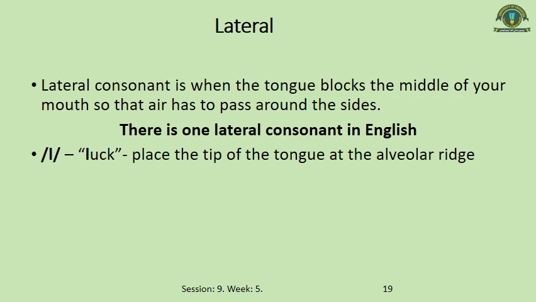And you have to place the tip of the tongue at the alveolar ridge and say L. Now air is passing, but from where? Around the sides of your tongue. And that is the only English lateral consonant. There is only one. L, luck, lion, long. Okay? Good.